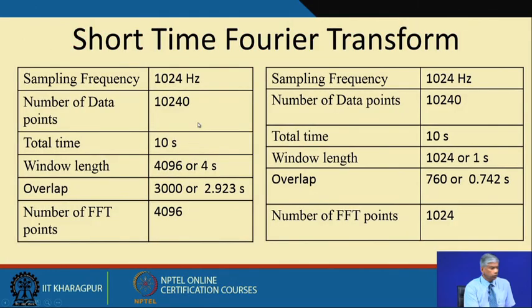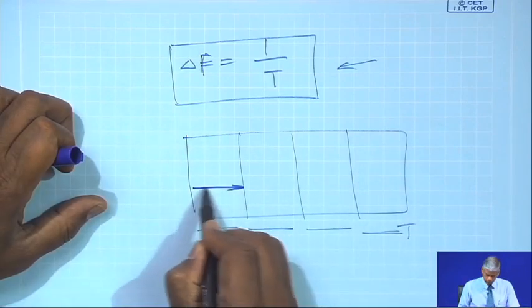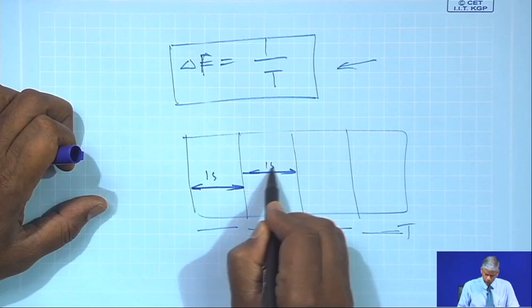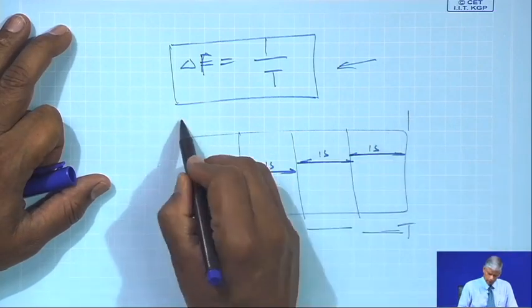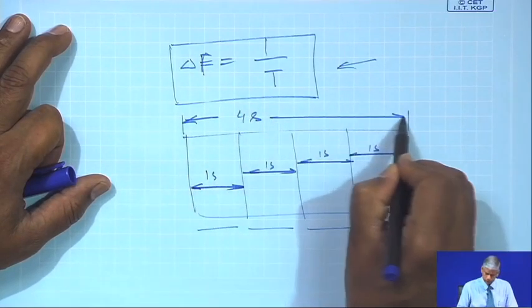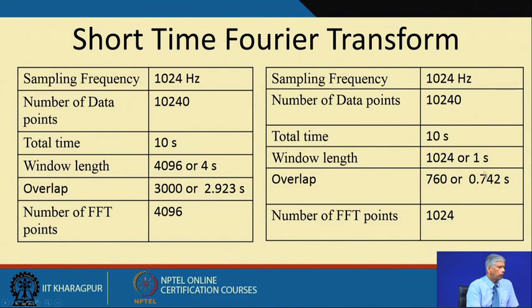Certain examples of this short time Fourier transform: in the first example I had sampling frequency, number of data points, total time window of 10 seconds, and some window length. I can break it up into 4 parts, or I can take it in one go in 4 seconds, or four windows of 1 second each.